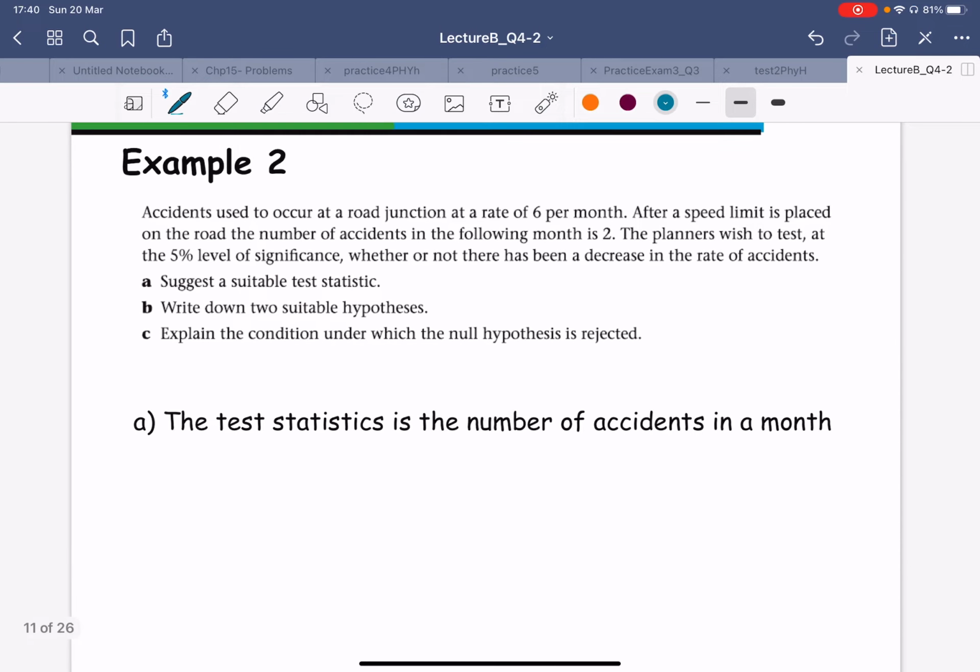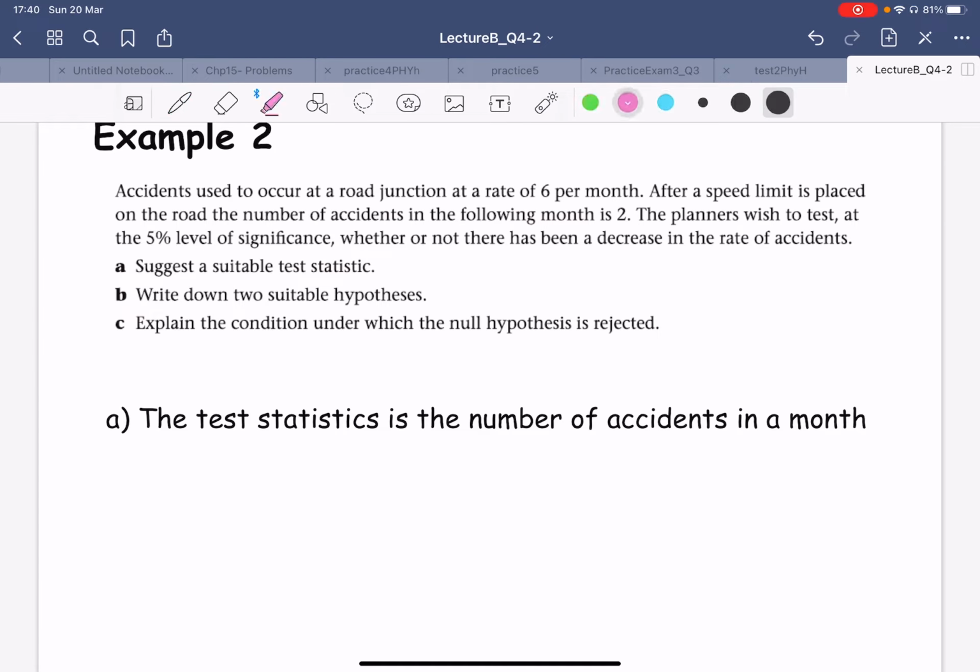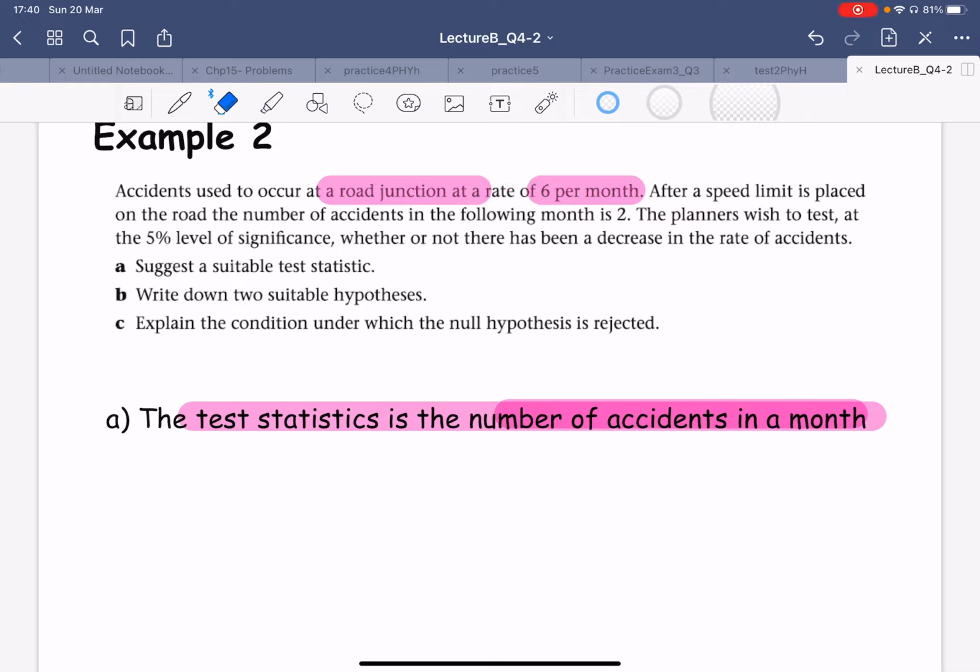All right, this is my test statistic, first line. So the test statistic is the number of accidents. You don't have to put the value. You just have to say what it is. If I highlight it, the number of accidents, the road junction accident rate per month, right? So I didn't put any number. I just say this is my test statistic.